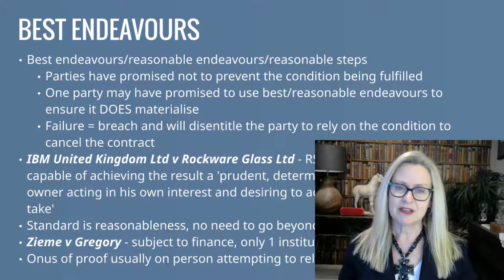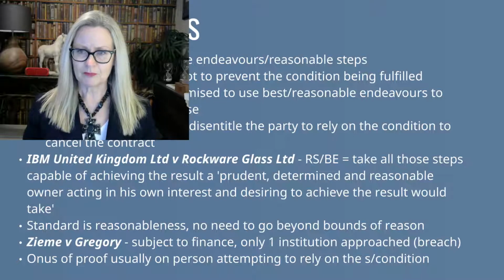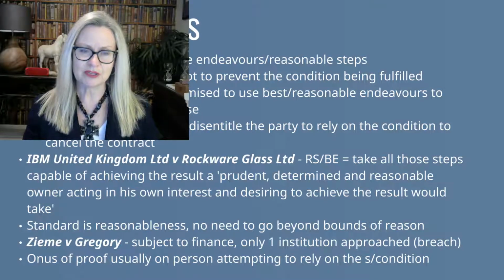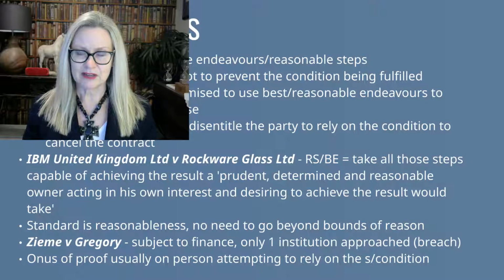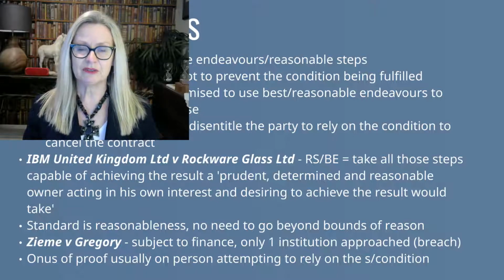The IBM United Kingdom and Rockwell Glass case is the one that you need to look at there. Essentially, someone under an obligation like this has to take all those steps capable of achieving the result that a prudent, determined and reasonable owner, acting in his or her own interest and desiring to achieve the result, would take. Prudent, determined and reasonable owner. There's that harking out to the objective reasonable standard again. Acting in their own interest and desiring to achieve the result would take.